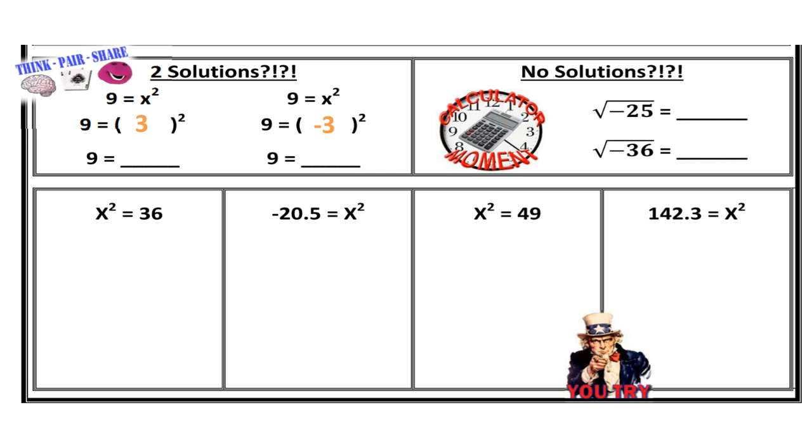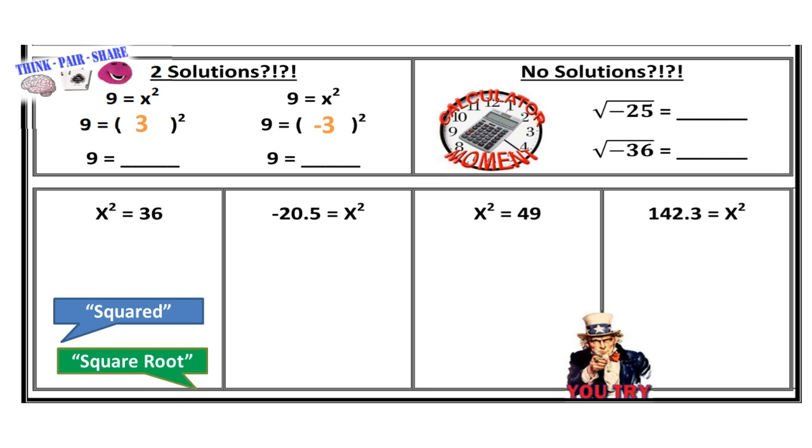Let's try solving a couple problems together. X squared equals 36. Ask yourself the same two questions we do with every single equation. What's happening to my variable? Well, I'm taking a square, so it's x squared. How do I undo that? I'm going to take the square root of both sides. Square root, square root. Square root of x squared just gives me x. Square root of 36 gives me 6, and negative 6.